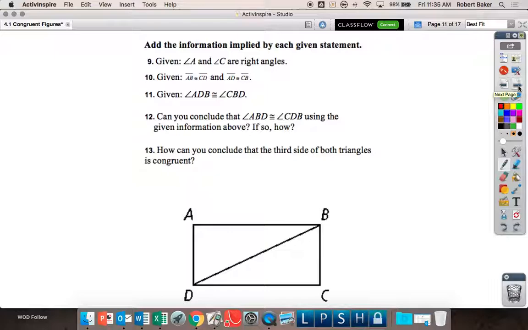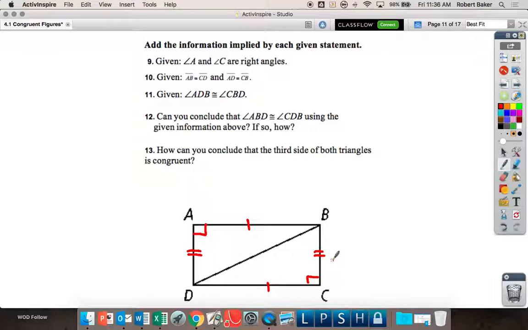Alright, so now we're adding information they tell us to add. Y'all can just watch this because you're going to get it. And our end game is to write a congruency statement. So this is what we call developing a proof. It would say given angle A and angle C are right angles. Is everybody good with that? Given AB is congruent to CD. Everybody good with that? And AD is congruent to CB. Everybody still good? This one's a little tough.